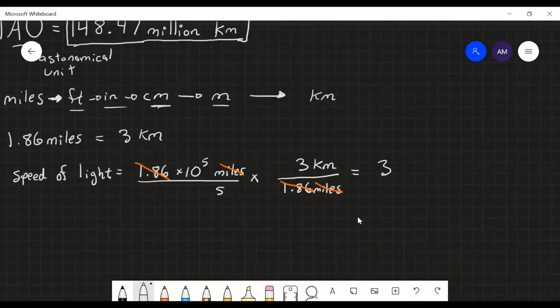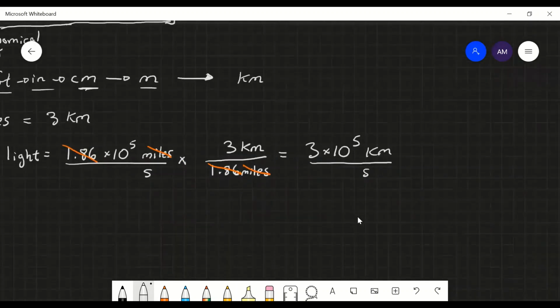So we have 3 here, but don't forget about this 10 to the power of 5. So 3 times 10 to the power of 5 kilometers, and then we still have seconds down here that has not canceled, so we need to keep that. So 3 times 10 to the 5 kilometers per second. So another way of thinking about this is every 1 second, 3 times 10 to the 5 kilometers have been traveled if we're talking about light speeds, so something traveling at the speed of light.